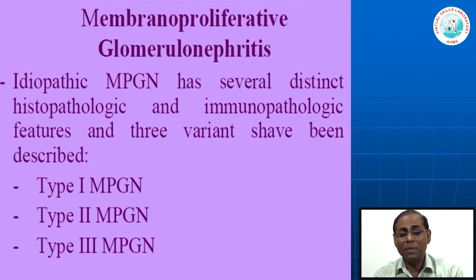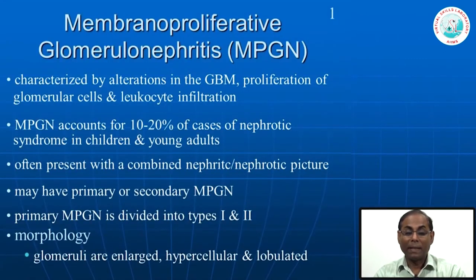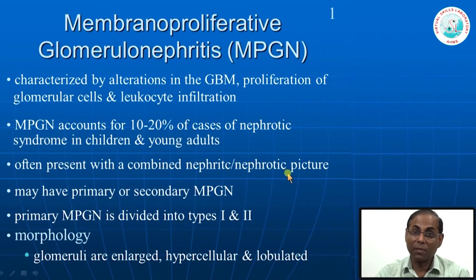Classically, MPGN has several distinct histopathology and immunopathologic features. Three variants have been described: type 1 MPGN, type 2 MPGN and type 3 MPGN. They are characterized by alteration in the glomerular basement membrane, proliferation of the glomerular cells and leukocyte infiltration. MPGN accounts for 10 to 20% of the cases of nephrotic syndrome in children and young adults, and often presents with a combined nephritic nephrotic syndrome, and may be primary or secondary MPGN.